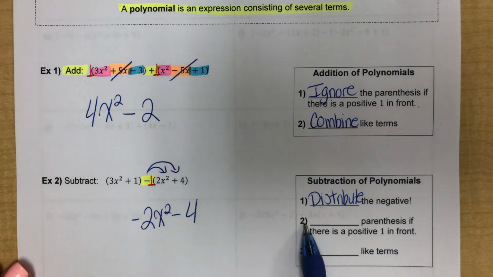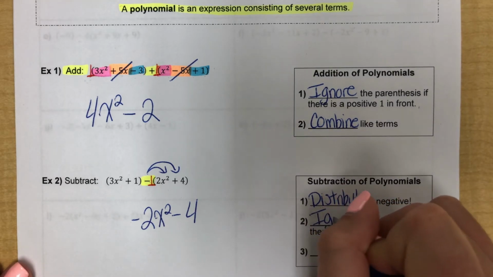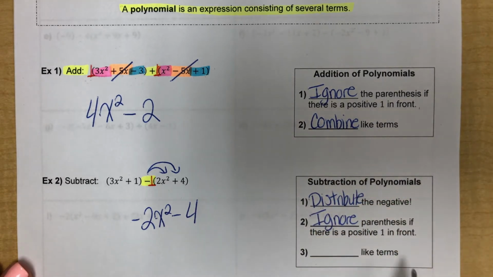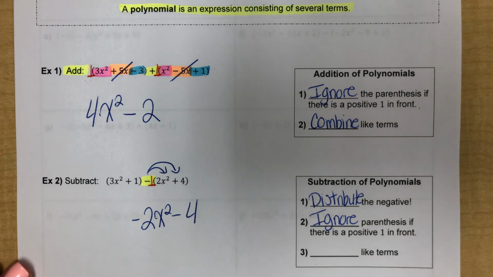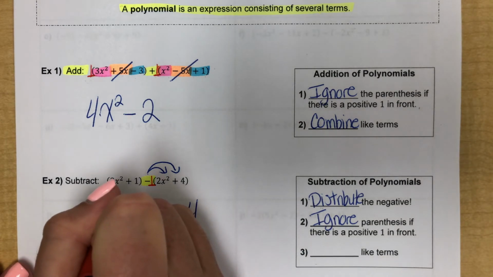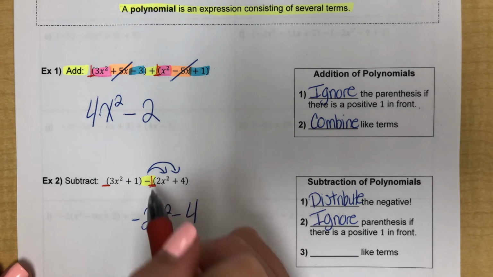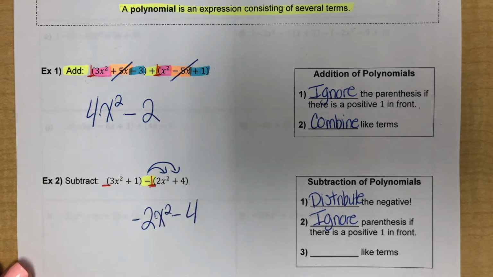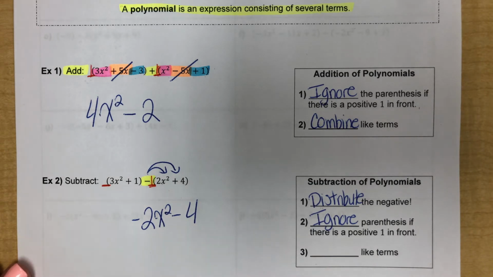Step 2 says to ignore. Again, I'm going to ignore the parentheses if there's a +1 in front, just like we did up top. So if I look in front of my first set of parentheses, notice how I'm drawing this little line from the parenthesis. There's no number, but I know there really has to be 1 there. It's an invisible 1. All right.